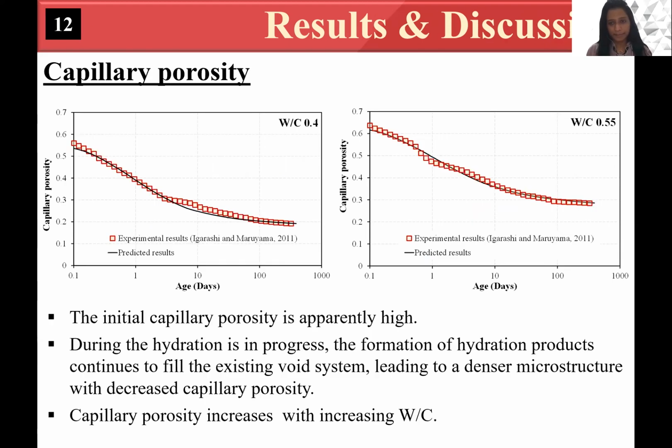So next one is the capillary porosity. These figures illustrate the variation of capillary porosity with hydration period for water cement ratio 0.4 and 0.55. And the predicted result shows a really good agreement with experimental results. Initially, capillary porosity is apparently high. Then during the hydration progress, the formation of hydration products continues to fill the existing void system, leading to a denser microstructure with decreased capillary porosity. And also, the capillary porosity increases with increasing water cement ratio.